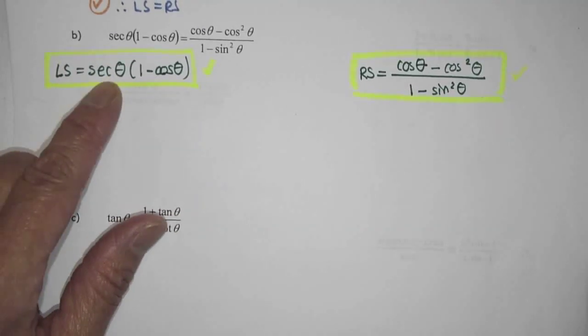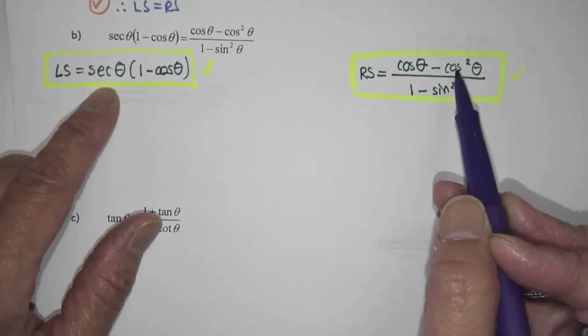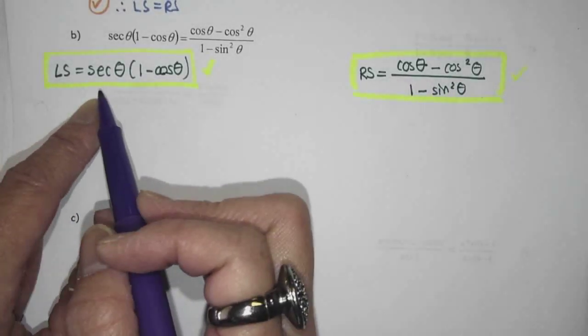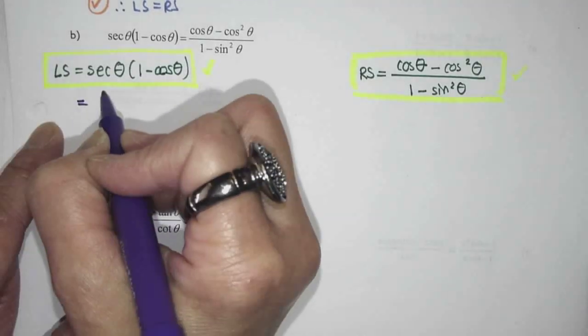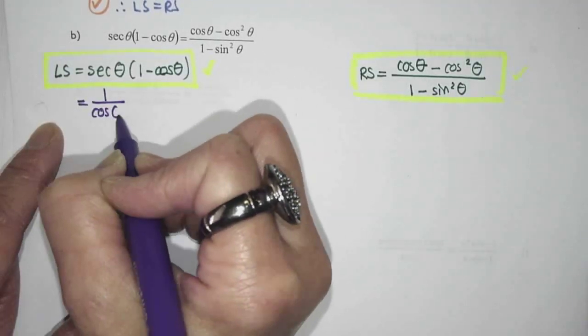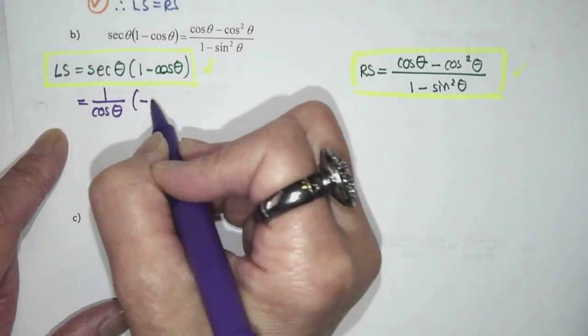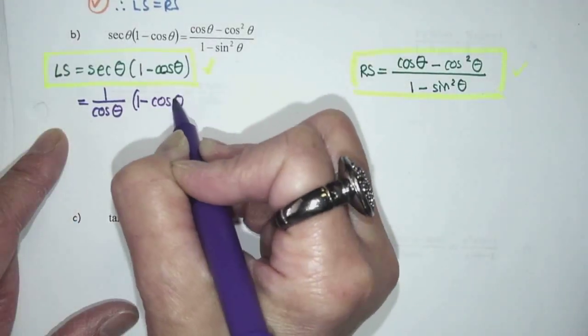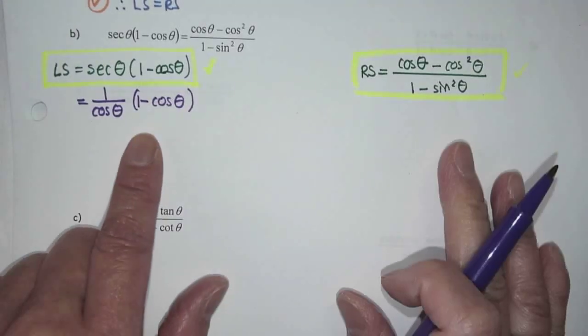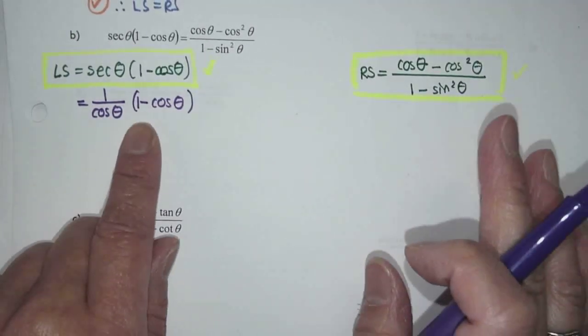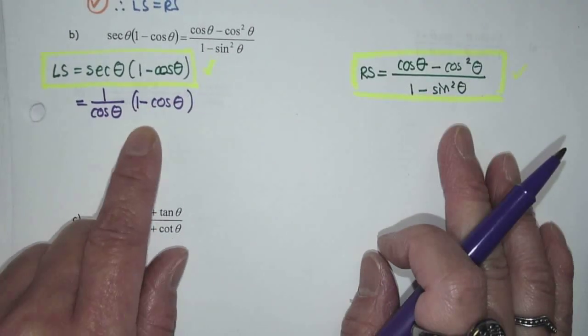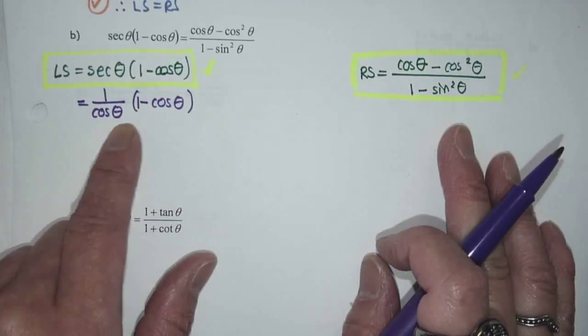Now, this secant right away, if I look at the right side, it's all coses and sines. I don't want any reciprocal identities, so I'm definitely going to change that to cos. So right away, I'm going to change that to 1 over cos. I'm going to keep this separate, 1 minus cos theta. Okay, and then now compare. And you go, okay, so this one and this one, they're supposed to be the same. This side has a bracket.